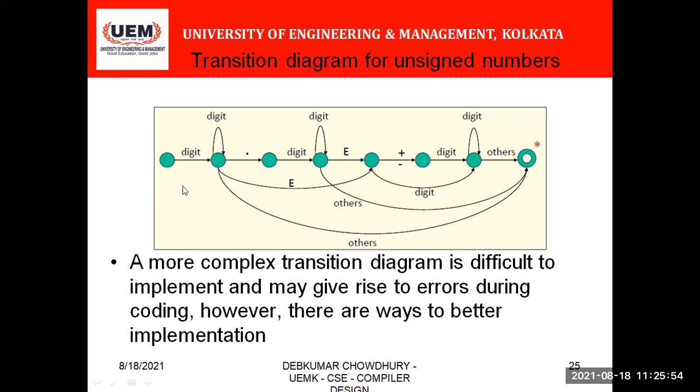Suppose 1, then dot, then I directly go to E, then plus, then I directly go to E. I am not using plus, I directly go to that section, that is my digit. So in the digit section, say 5, and in the digit section I take another loop, say 6 I have taken, and then others, that means epsilon. So 1.E56, that is basically my real number. In this way, the transition diagram may be more complex.